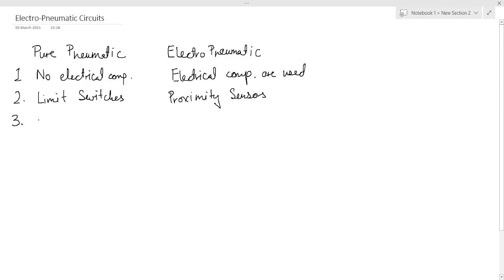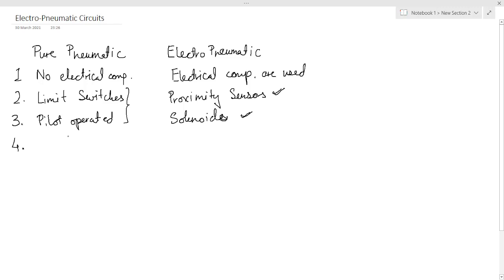Again, in pure pneumatic circuits, the 5x2 valve actuation is pilot operated. So the 5x2 valve operation is pilot operated, whereas in electro-pneumatic circuits, the 5x2 valve is operated using solenoids. So see, in electro-pneumatic circuits, electricity is used to sense the position and also to operate the piston. But in pure pneumatic circuits, there is no electrical component anywhere.